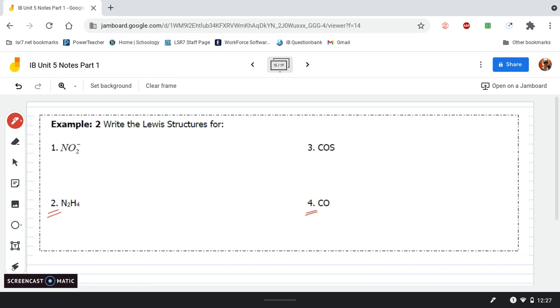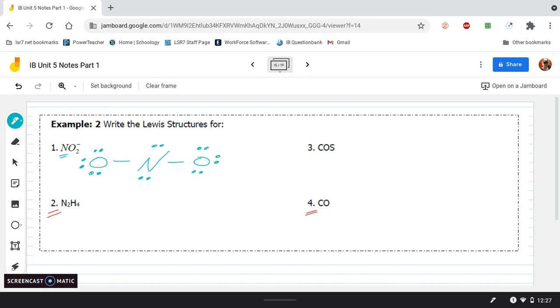All righty. Number 1, I'll put the nitrogen in the middle, like so, and attach a couple of O's. So put an O here and put an O here. Now fill them up to 8. There we go. Very important to fill them up to 8.